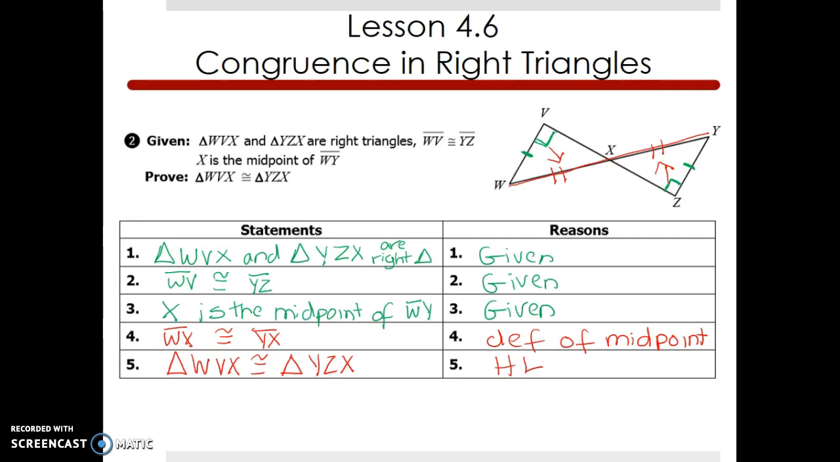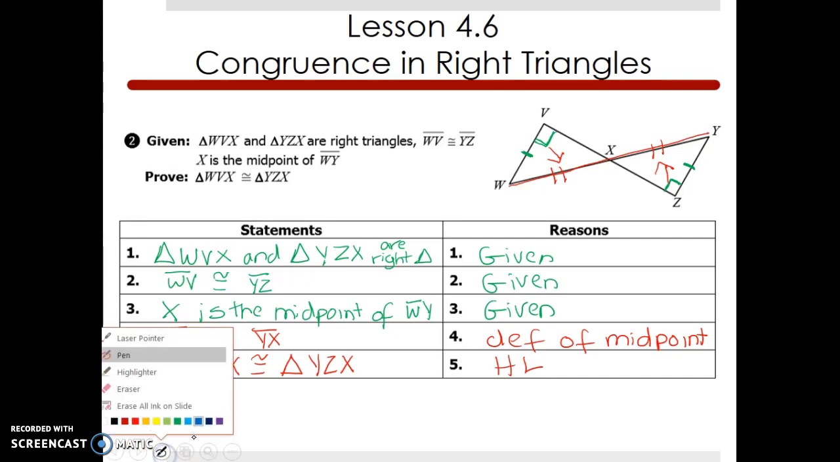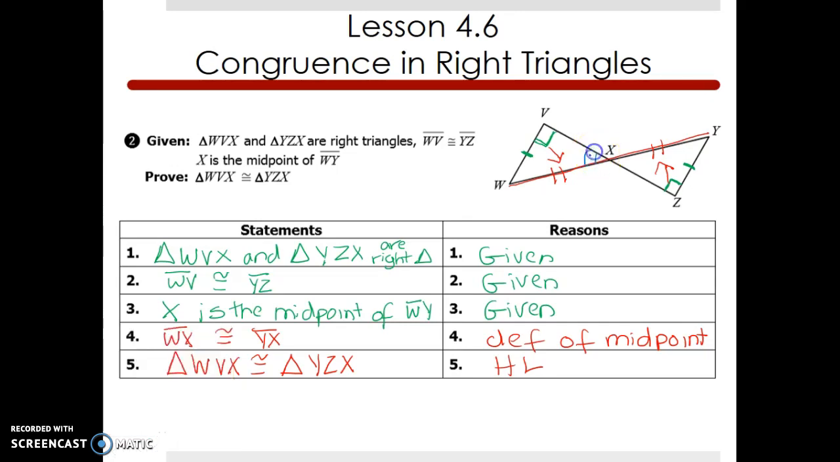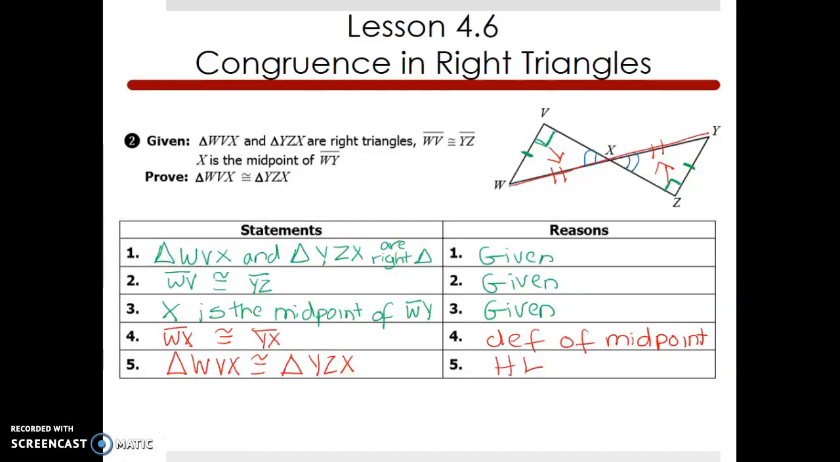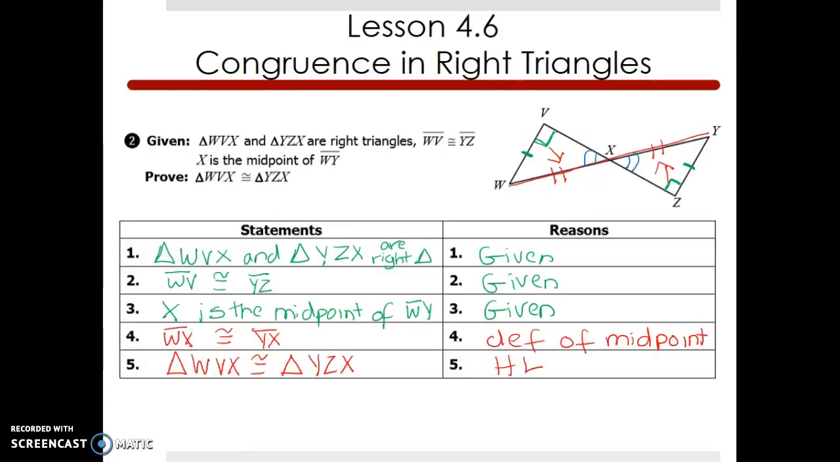In this case, there would have been another way you could have proved it as well. If you see, these are vertical angles, right? So you could use multiple ways to prove something. Since these are vertical angles, you could have used angle-angle-side as well. Depending on the question, you could have used that. So angle-angle-side is also a good option for this one. All right, so this is it for this lesson.